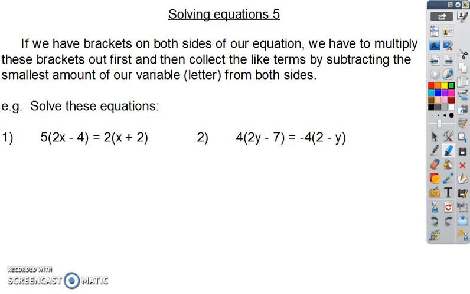I've made question 1 quite straightforward. Question 2 is a little bit more difficult because of the negative numbers. So we're going to get on with it. For example, solve. There's the important word in that question: solve these equations.